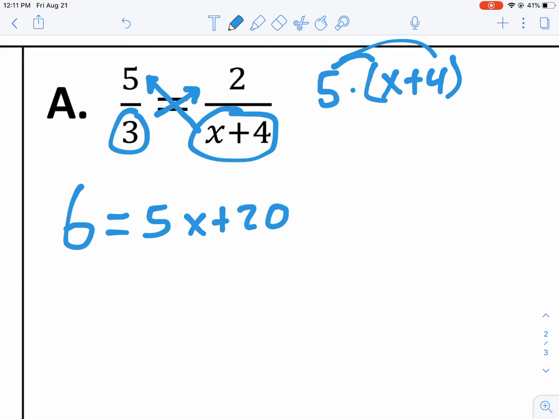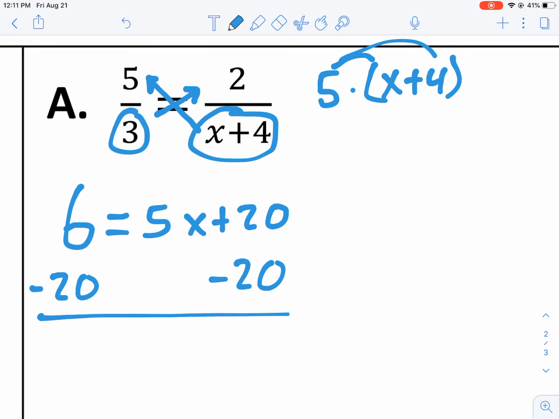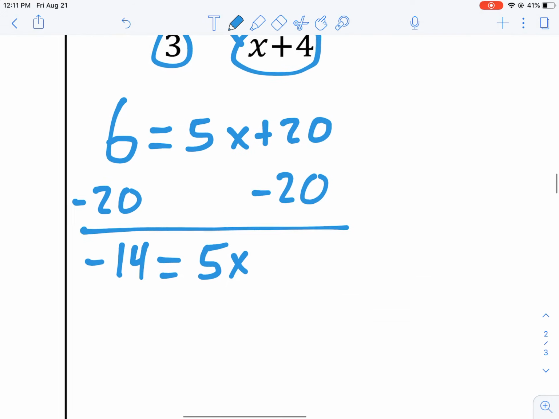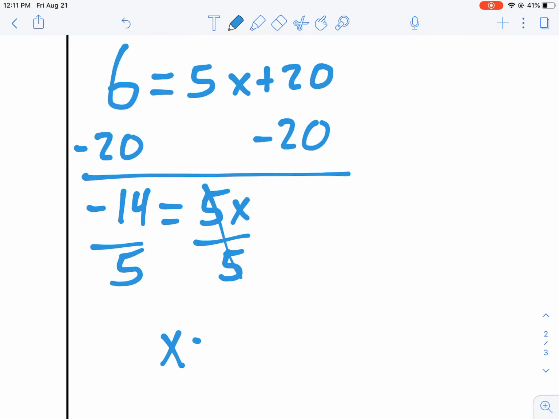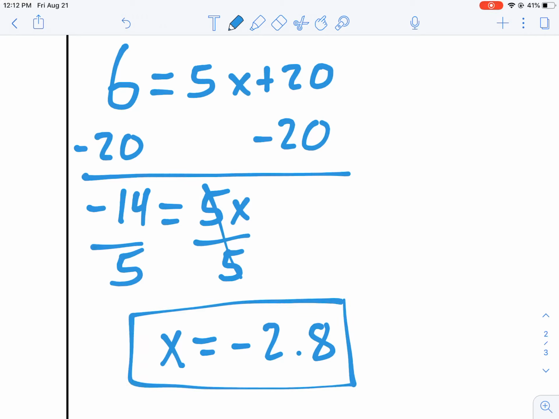And so that's pretty much how you solve a proportion. You cross multiply, and then now we just solve. So subtract 20 on both sides. That gives you negative 14 equals 5x. And then you divide by 5, and you get your answer. So this is going to be a decimal. So we have x equals 14 divided by 5. That's 2.8. So x equals negative 2.8. And that's how you solve this.